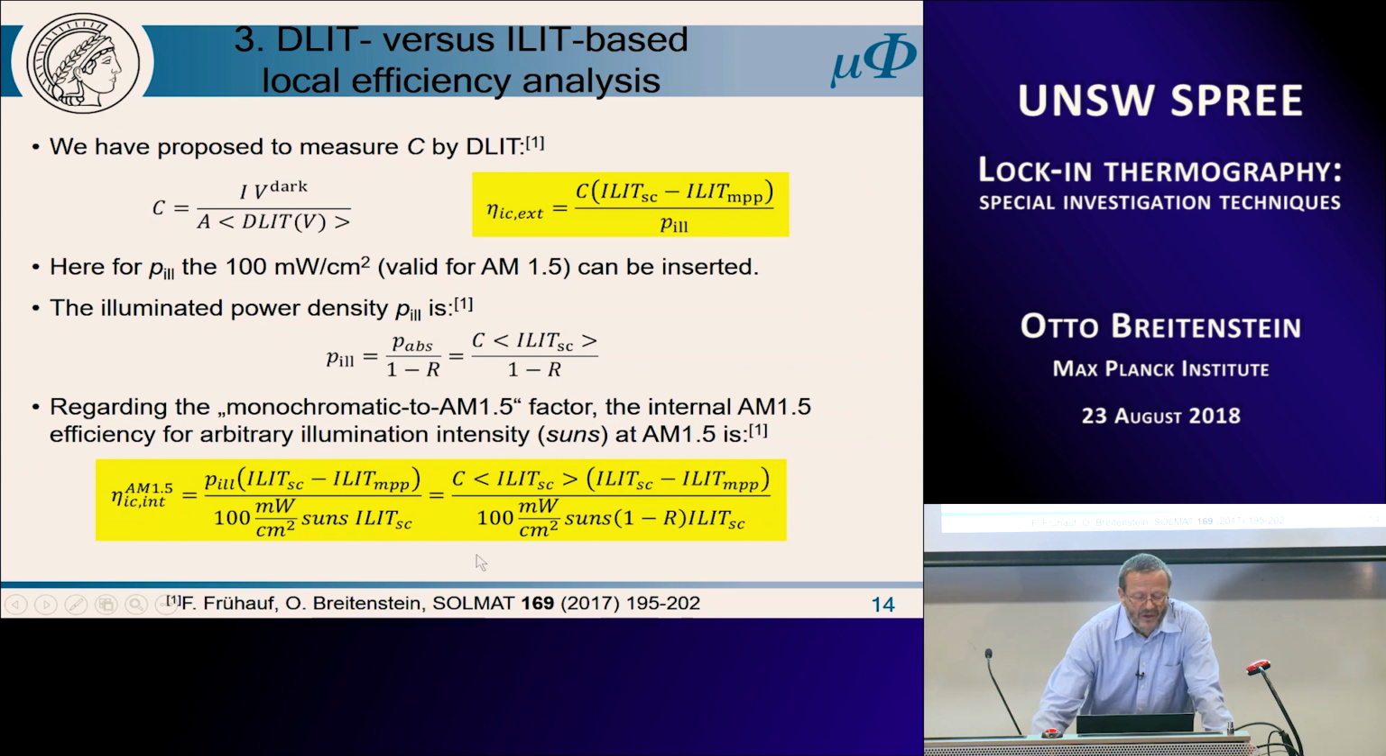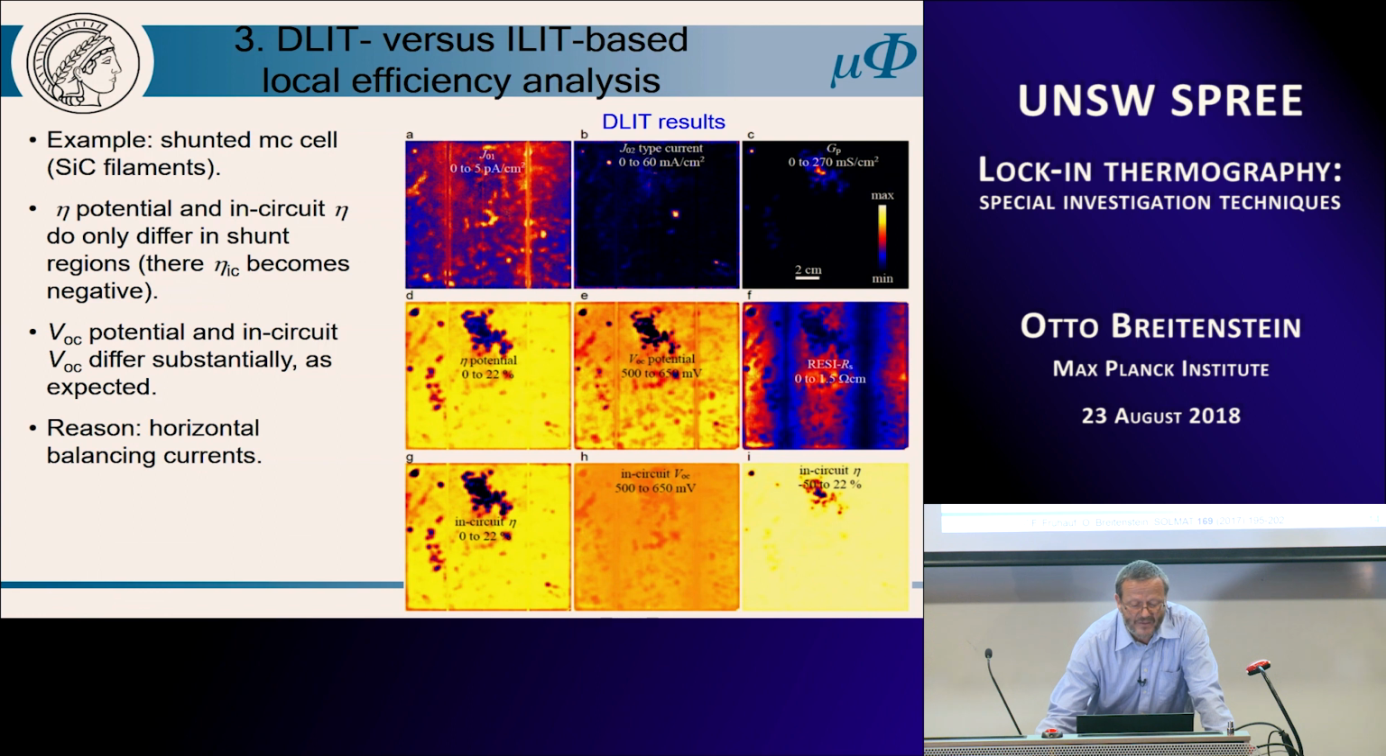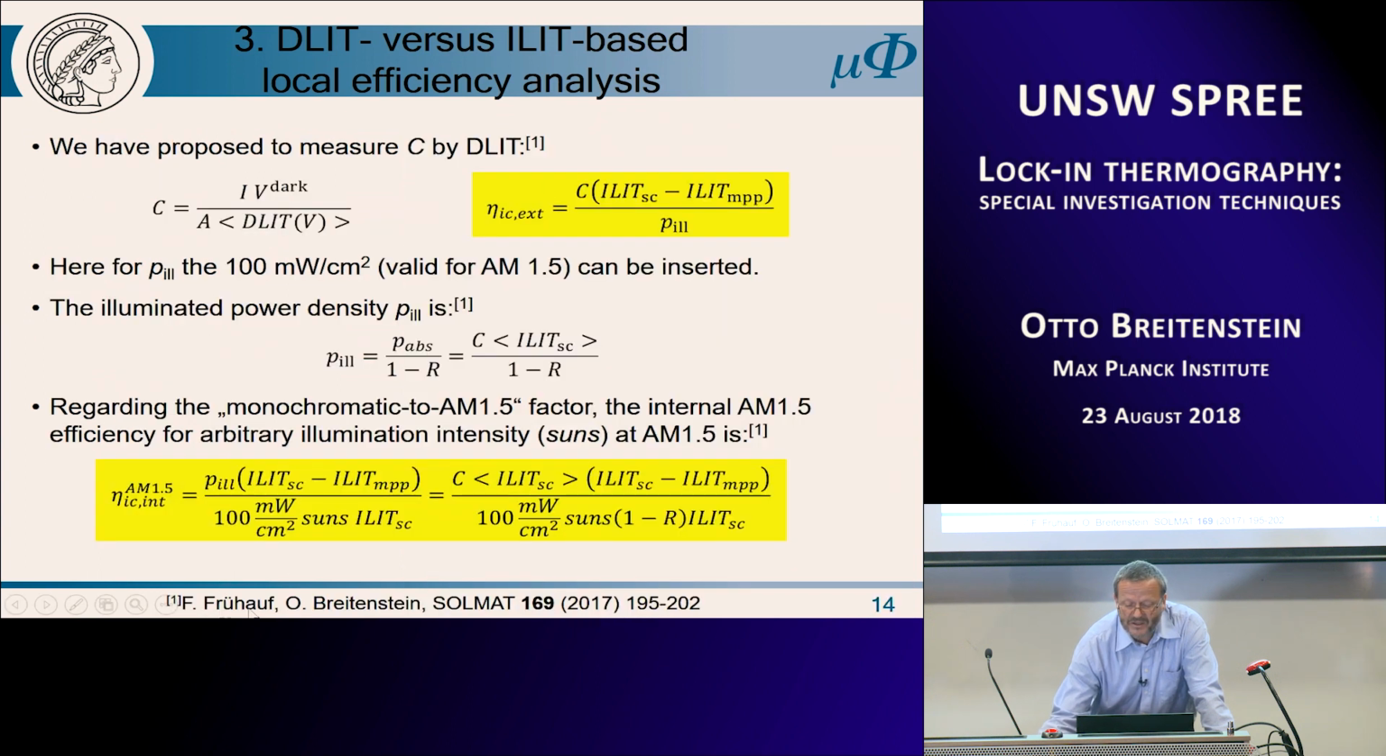I cannot go into all details for the internal in-circuit. This is the external, and this would be the internal in-circuit. Here also reduced efficiency, which is given here by the parameter shunts, can be regarded. Okay, so for details, I always have written here these original publications. For details, please have a look at them.